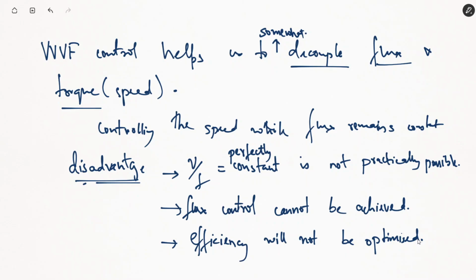ठीक है. आप अगर flux को control नहीं कर पा रहे हो तो आपकी जो system की efficiency है वो optimize नहीं होगी. As well as keeping that ratio V by F, it is not perfectly practically possible. Fine. So these are four strategies so far. The fifth scalar control type will be the scalar stator current control. So we have discussed the rotor current control.